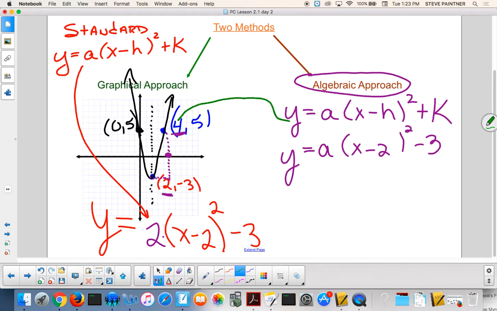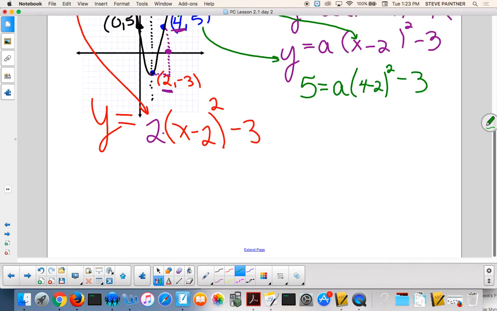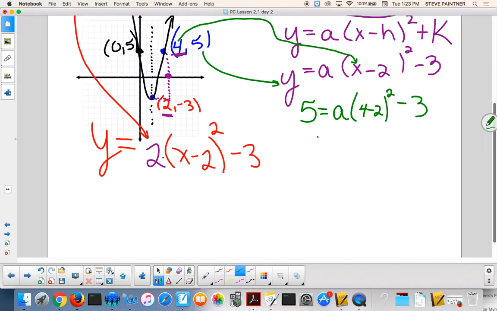Where does the 4 go? It has to go in for x. Where does the 5 go? In for y. Go solve it for a. You better get 2 because we already did it. It's 2. All right, here we go. 5 equals a times 4 minus 2 squared minus 3. 5 equals 4 minus 2 is 2. 2 squared is 4. 4 times a is 4a.